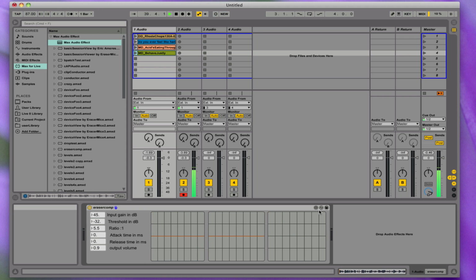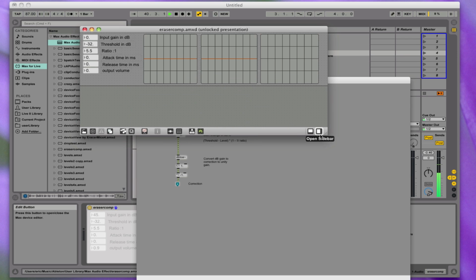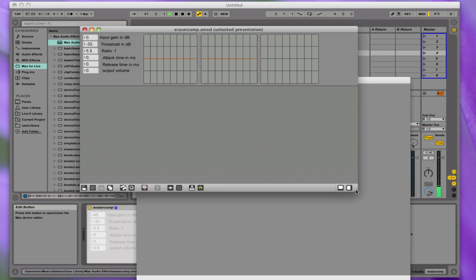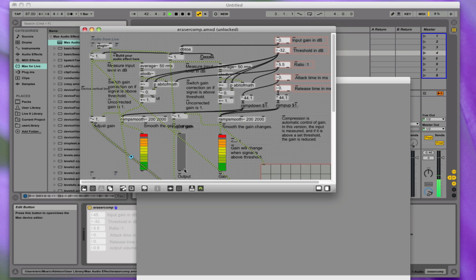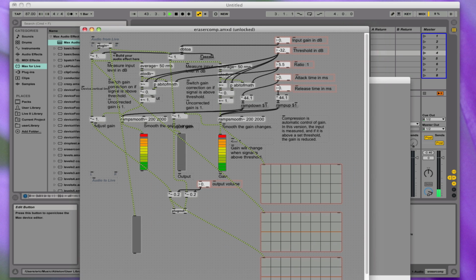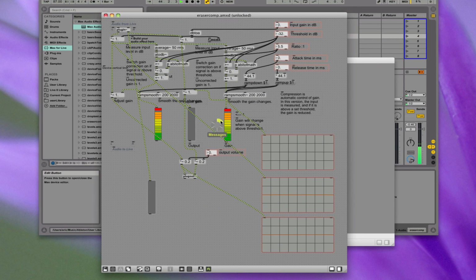Okay. So let me open up the Max for Live patch here. And it starts off in presentation mode, nice spiffy mode so it doesn't look nasty. And I go into patching mode here. You see it, it's crazy glory.